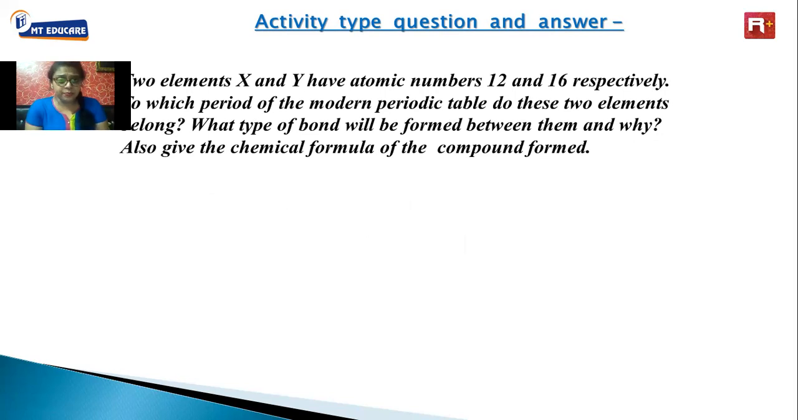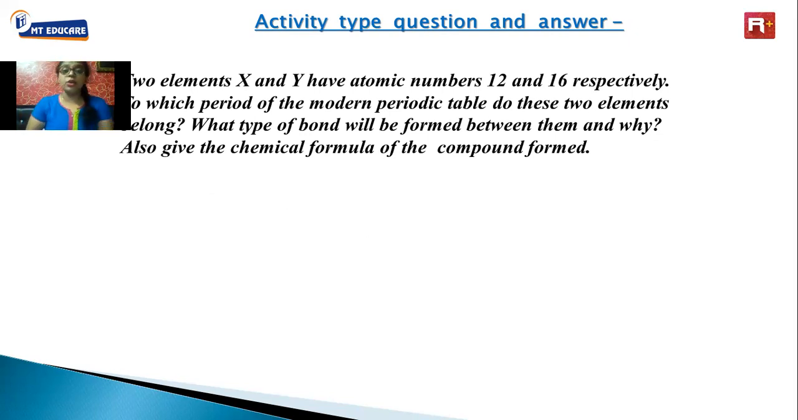Two elements X and Y have atomic numbers 12 and 16 respectively. To which period of the modern periodic table do these elements belong? What type of bond will be formed between them and why? Also give the chemical formula for the compound formed.